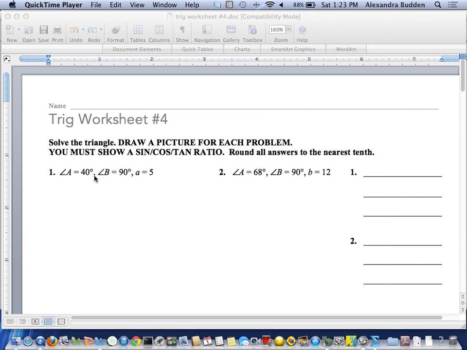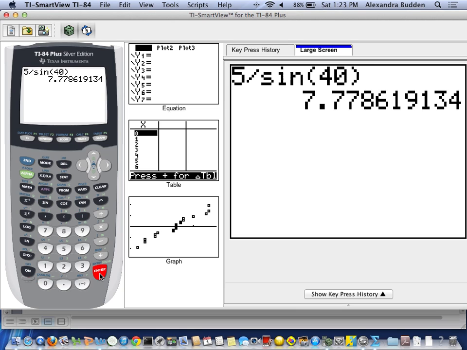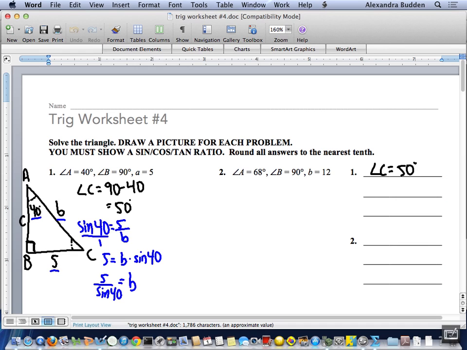Right now you're going to have to go to your calculator. So I'm going to do 5 divided by sine of 40 in my parentheses. So B is 7.78. So B is equal to 7.78. Last thing, I'm going to find C.